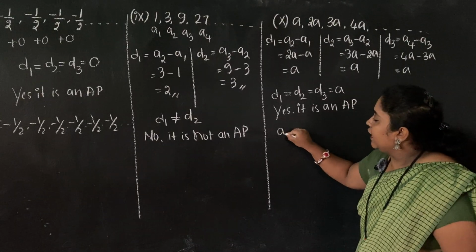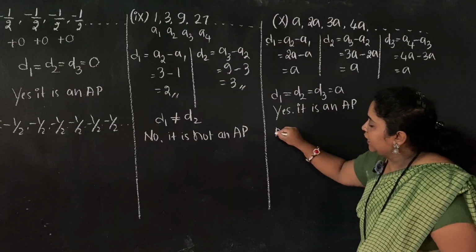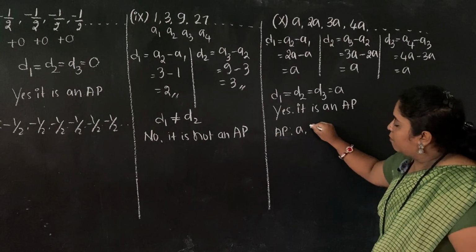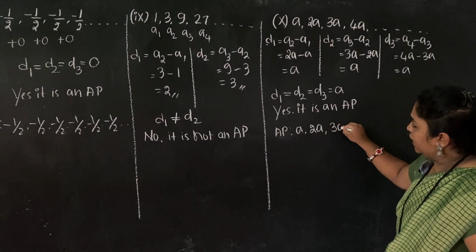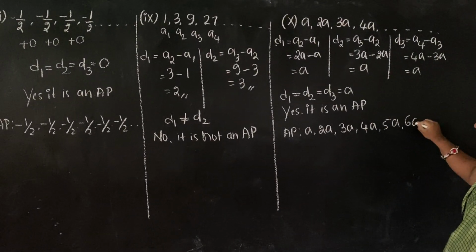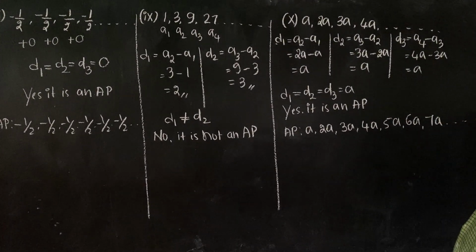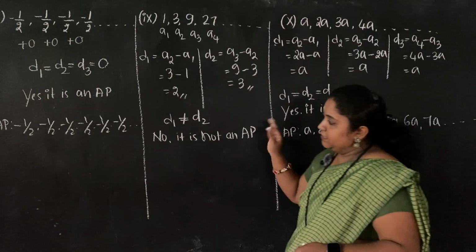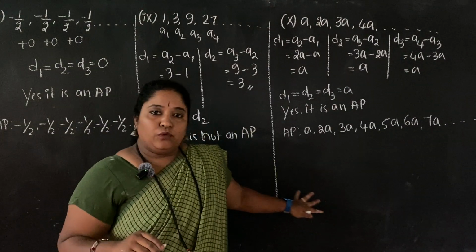So see here, my AP turns out to be A comma, 2A comma, 3A comma, 4A comma, 5A comma, 6A comma, 7A. Okay. So this is how you need to practice them. We'll move to the next question.